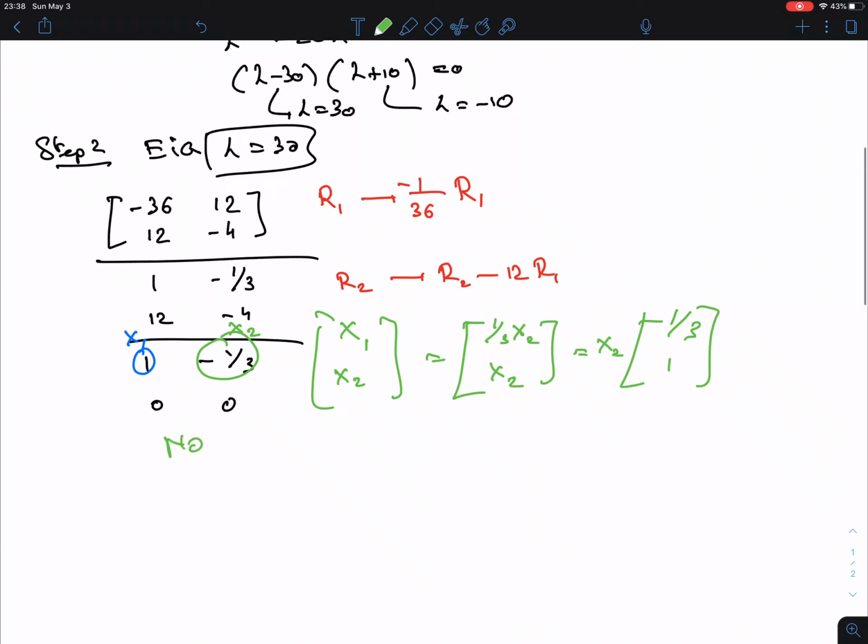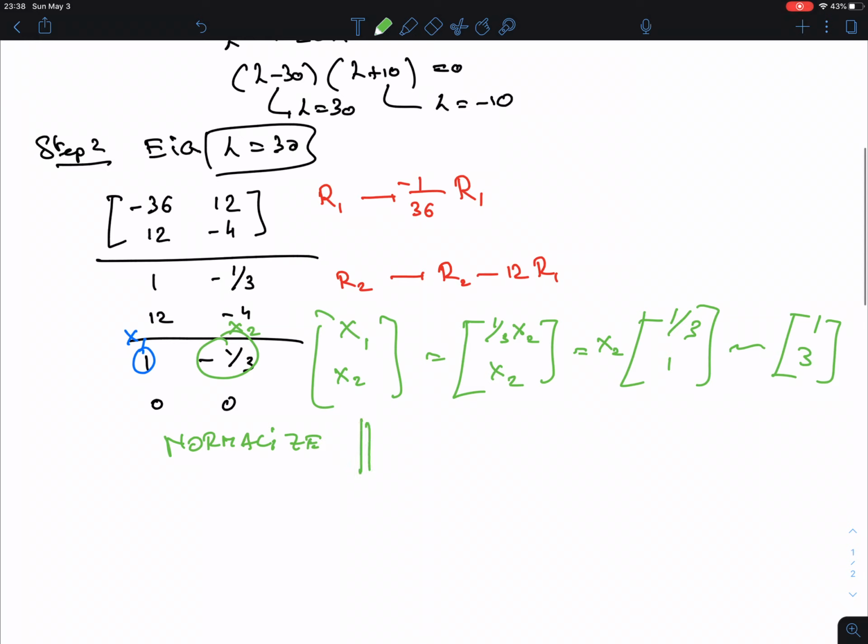We need to normalize. If you want, you can instead multiply by 3 and use this one. It's sometimes a little bit easier because even if you normalize, with fractions it gets a bit awkward. So let's do it this way. In the review I didn't do this, but it might pay off. The end result will be the same, by the way, as we've discussed.